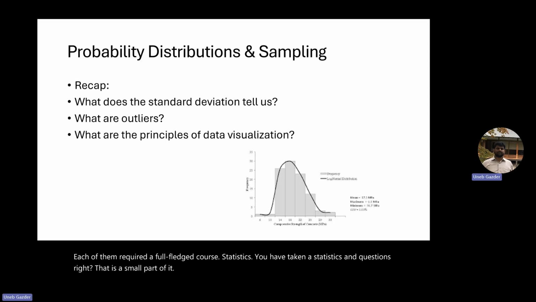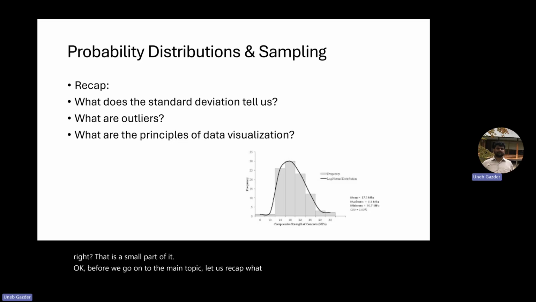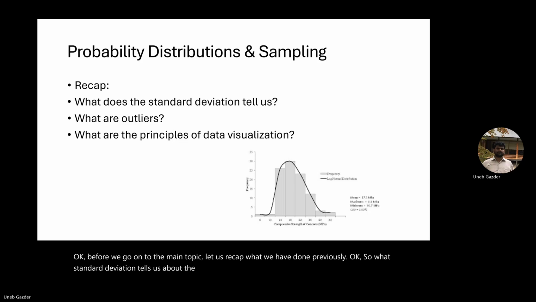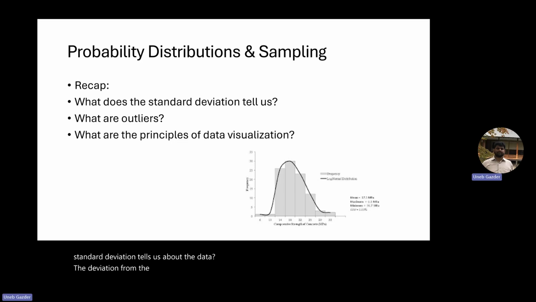Okay, before we go on to the main topic, let us recap what we have done previously. What does standard deviation tell us about the data? The deviation from the mean. Okay, what are outliers? Outside what? Outside the pattern. Okay, good. What are the principles of data visualization?